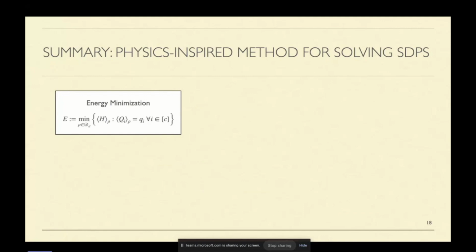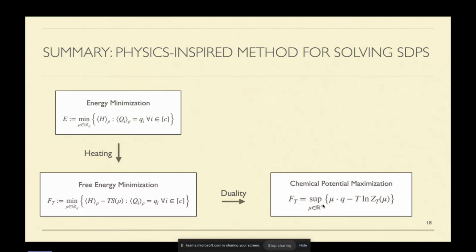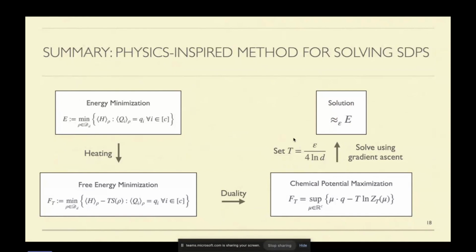Okay, so a summary of the approach we developed is this. We originally were interested in energy minimization. We said, let's instead study free energy minimization as an approximation of the original task. Let's use Lagrange duality to rewrite the free energy minimization as a chemical potential maximization. And then as we've argued now, this can be solved by gradient ascent. And we can get a solution to this problem if we set the temperature to be low, and in particular this low.